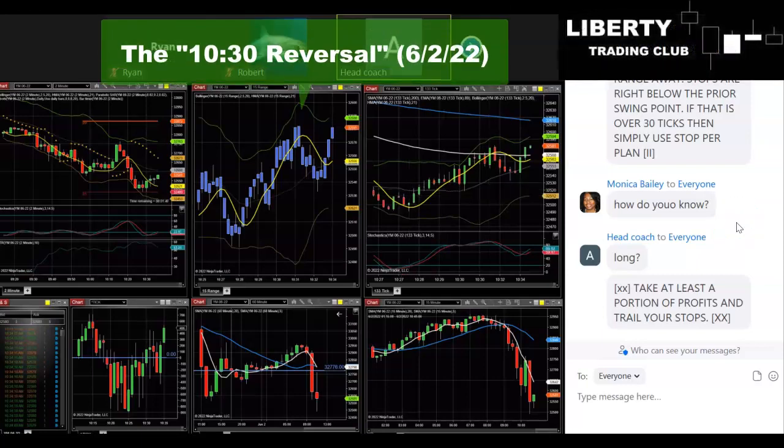Big long setup, don't you agree? 15 range buy right there, 548. Anyone try it?